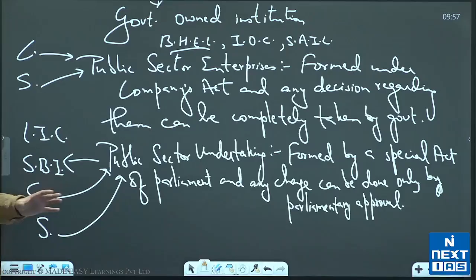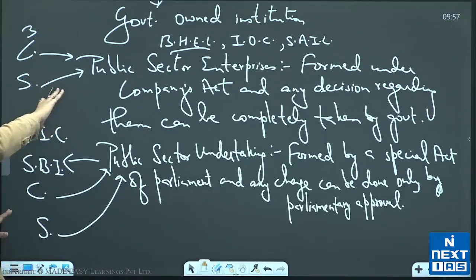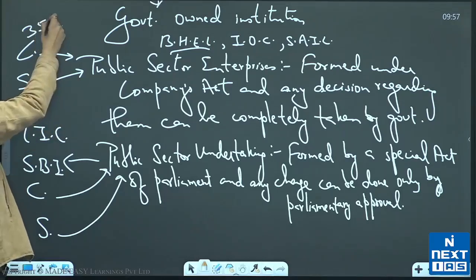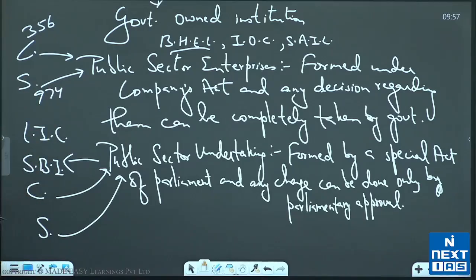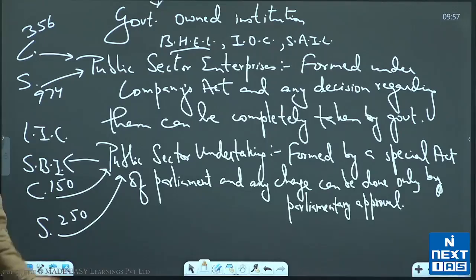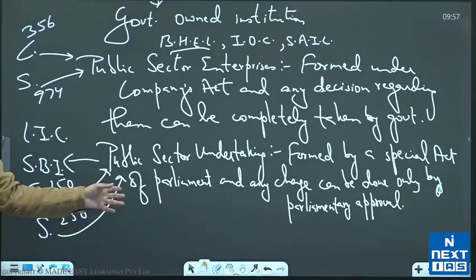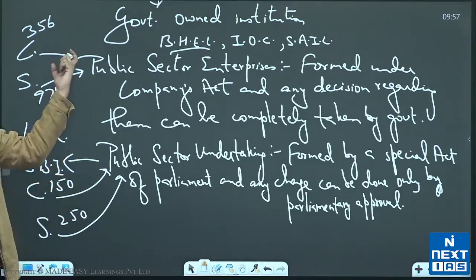Now, I will change these numbers with the new economic survey, but for the time being, we have these numbers. We have 356 central public sector enterprises and 974 state public sector enterprises in India. And we have approximately 150 central public sector undertakings and 250 state public sector undertakings. Approximately. This number keeps changing because some of these are opened up, some of these are closed down. So these change frequently. But these numbers are approximate: there are 400 undertakings in India and 1300 enterprises in India.